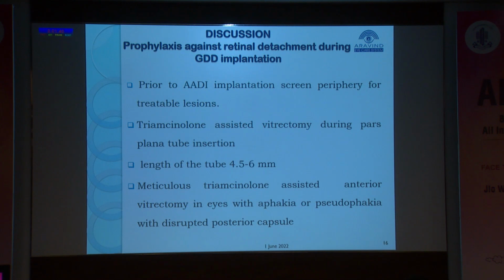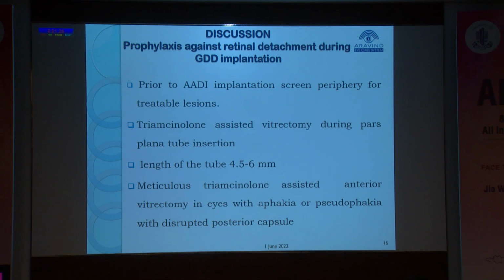A triamcinolone-assisted vitrectomy should be done during pars plana tube insertion, with meticulous vitreous base dissection in the quadrant where the tube is placed, and complete vitreous removal. The length of the tube in the posterior chamber should be 4.5 to 6 millimeters. This is to prevent basal incarceration of the vitreous gel.